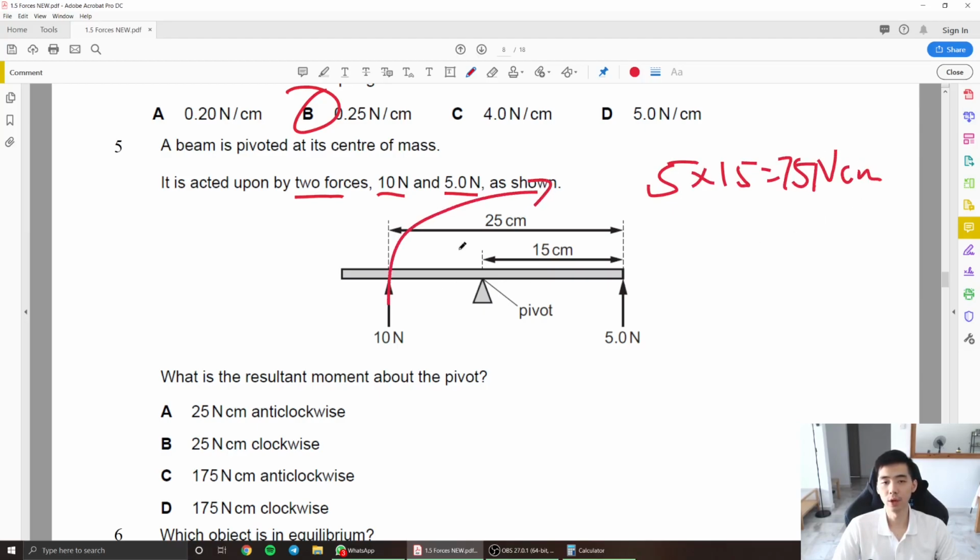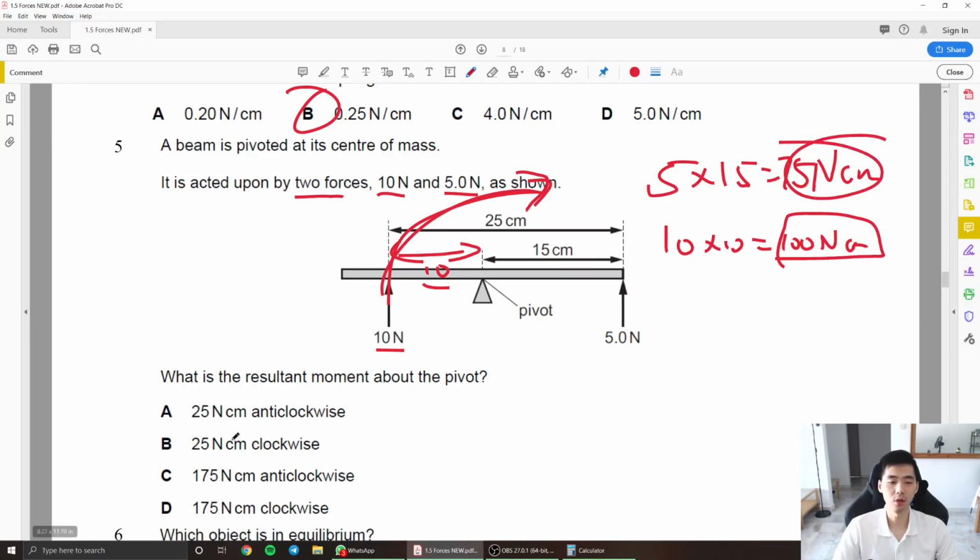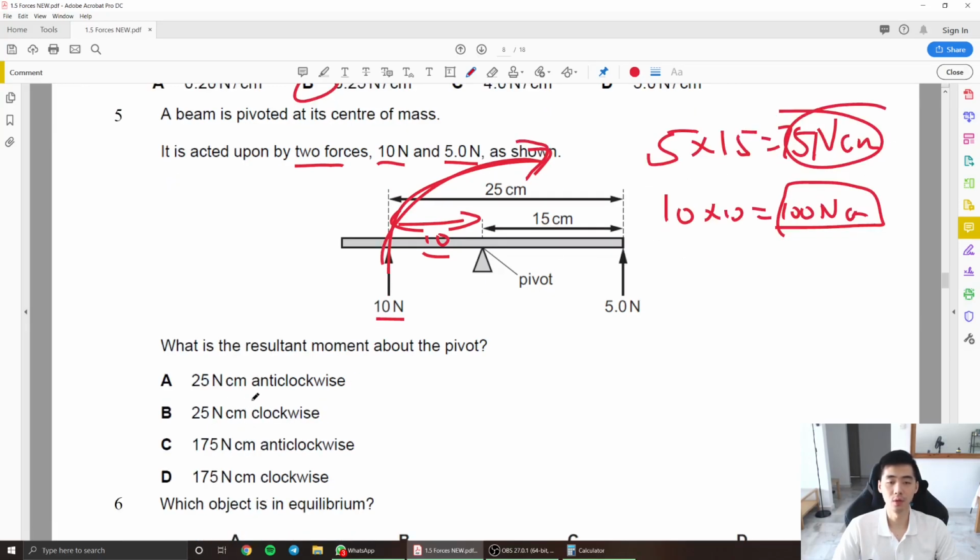And this here would have been 10 multiplied by 10, right? Because it's the distance to the pivot. It will be 10 newtons multiplied by 10 cm, which is going to be 100 newton cm here. So from here, I can clearly see that the clockwise moment is greater than the anti-clockwise moment, right? So the resultant moment will be 25 newton cm in the clockwise direction.